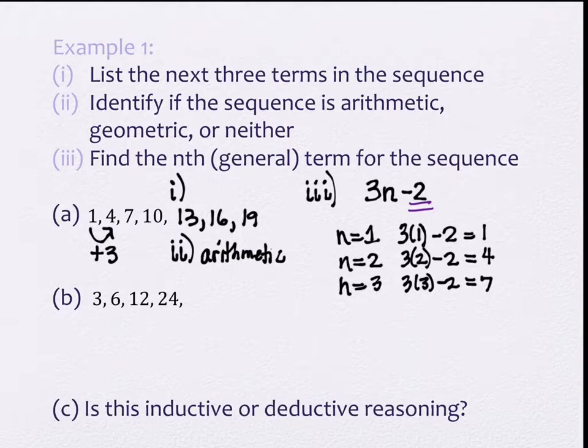This number always trips people up. But all it really is, is adding or subtracting whatever you need on the end to make it equal the first number. That's all it is. And this is how we treat arithmetic sequences.